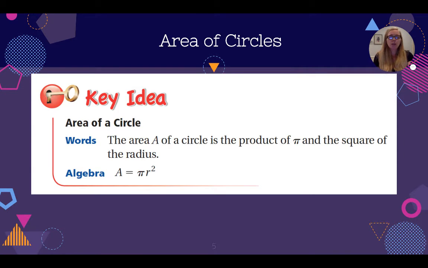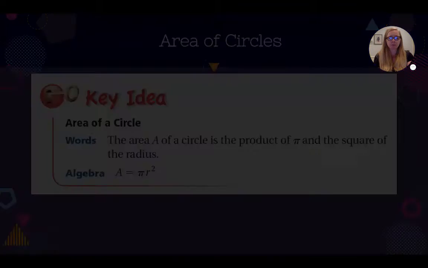You need to know the formula for the area of a circle. The formula is A equals pi r squared. The area equals pi times our radius squared.